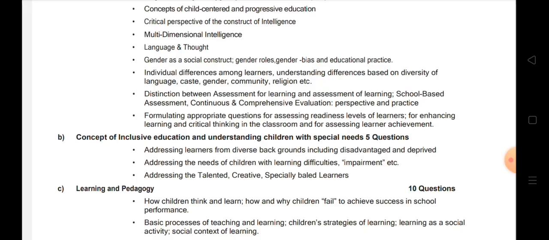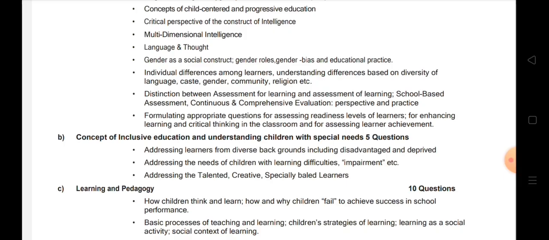Those who belong to Garo Hills, most probably we are taken to Montfort, right? We are taken there so that we can learn how the learners are learning, how inclusive education is being imparted. So those things we learn. Now, addressing learners from diverse backgrounds, including disadvantaged and deprived. So we have to address all the children coming from disadvantaged groups and deprived family backgrounds, right? We have to address them all.